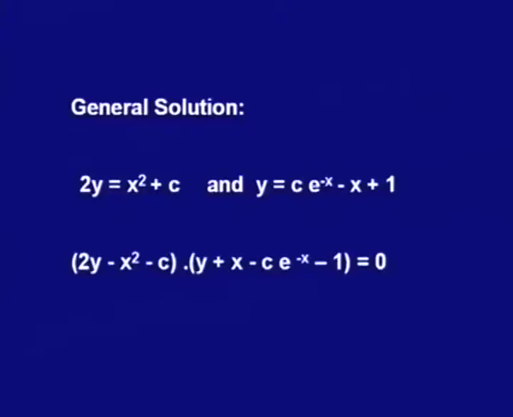Now, what we have got? We have got two solutions, one 2y is equal to x square plus c, another y is equal to c times e to the power minus x plus 1. These are constituting our general solution. To get a final general solution, we would write them as the multiplication of the two functions. So, what we are getting, 2y minus x square minus c multiplied by y plus x minus c e to the power minus x minus 1 is equal to 0. This is the solution of the given differential equation.